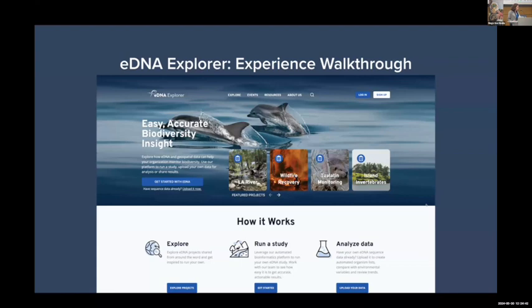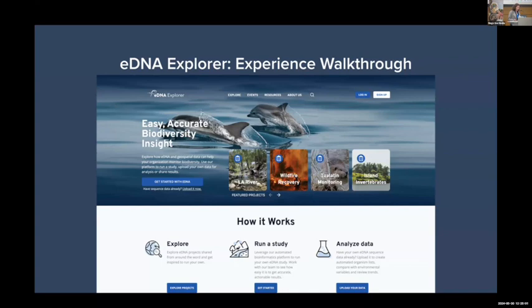And so then we went to work prototyping. We made a lot of napkin sketches, a lot of grayscale wireframes. I don't have time to walk you through all of that, but we went through that process and I'll show you where we ended up. So this is the homepage for eDNA Explorer, which launched late last year. You can go check it out now on your own.